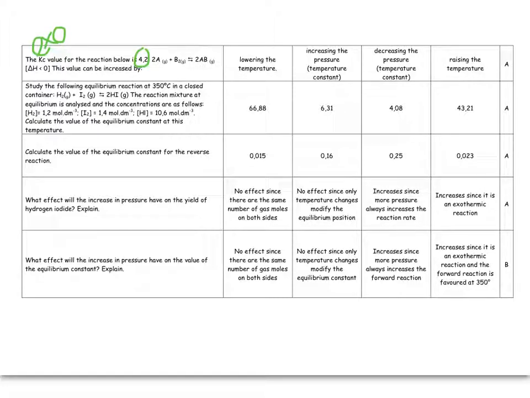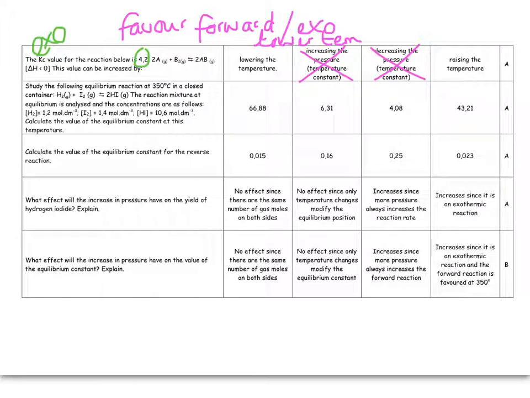So the only thing that changes Kc is a change in temperature. So either we want to increase or decrease the temperature. If we want to increase the value, we want to favor the forward reaction. How do we favor forward? Well, that means that we want to favor the exothermic reaction. How do you favor the exothermic reaction? You lower the temperature. Looking at the options that were given, you cannot do anything with pressure, and you had to lower the temperature because it favors the exothermic reaction.